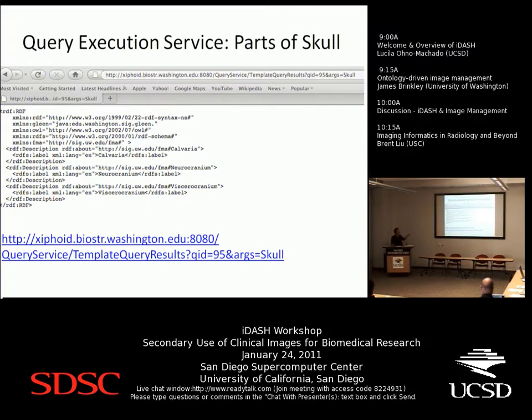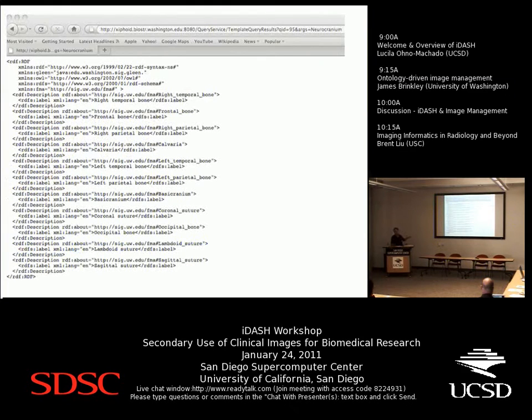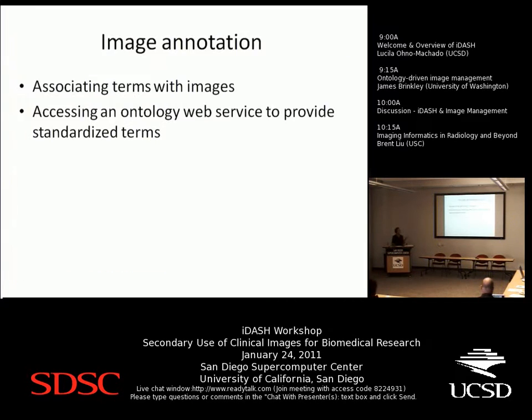Now you could then take one of these values here, neurocranium, and get the parts of that. So you can basically walk through this thing by substituting the argument. Now why is that useful? Now we're getting into what we're going to do with these things. We're getting into image annotation. How can we associate the terms from these ontologies with the images?